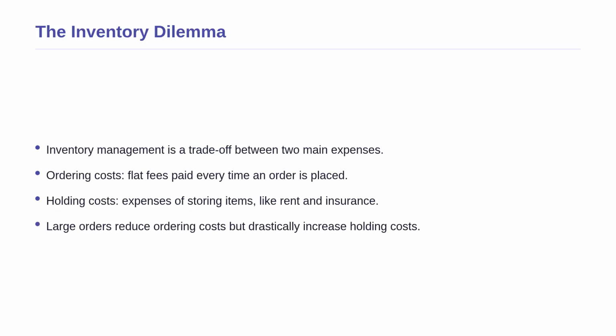Now that we understand the basic problem, let us look at the two main forces at play. Total inventory costs are a financial tug of war between ordering costs and holding costs. Ordering costs are the flat fees you pay every time you place an order, like shipping or setup fees. Holding costs are the expenses of storing those items over time, which includes rent, insurance, and even spoilage. If you order in large batches, your ordering costs drop, but your holding costs skyrocket. The economic order quantity is the ideal order size that minimizes the sum of these two costs.